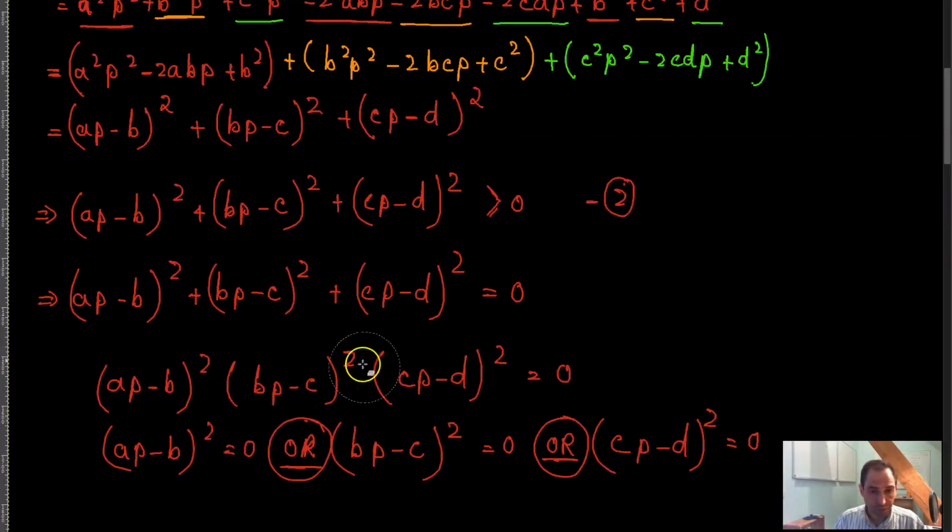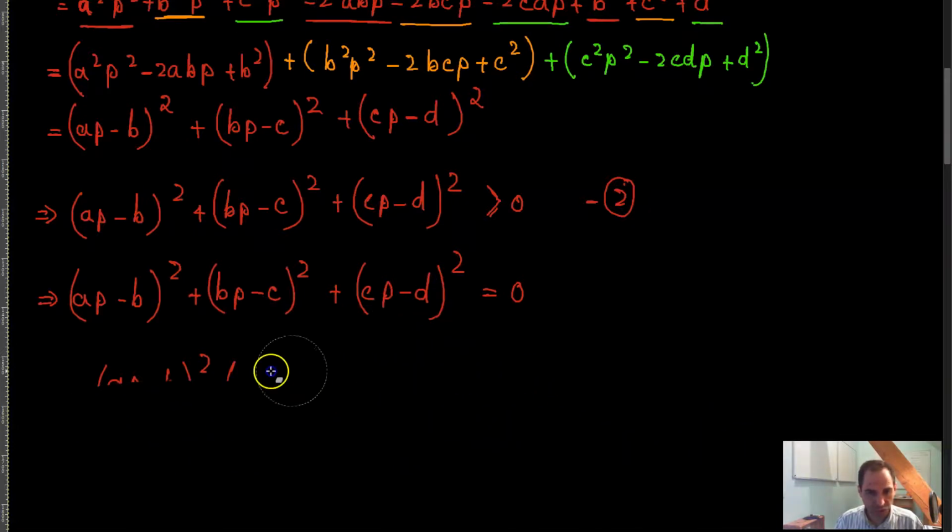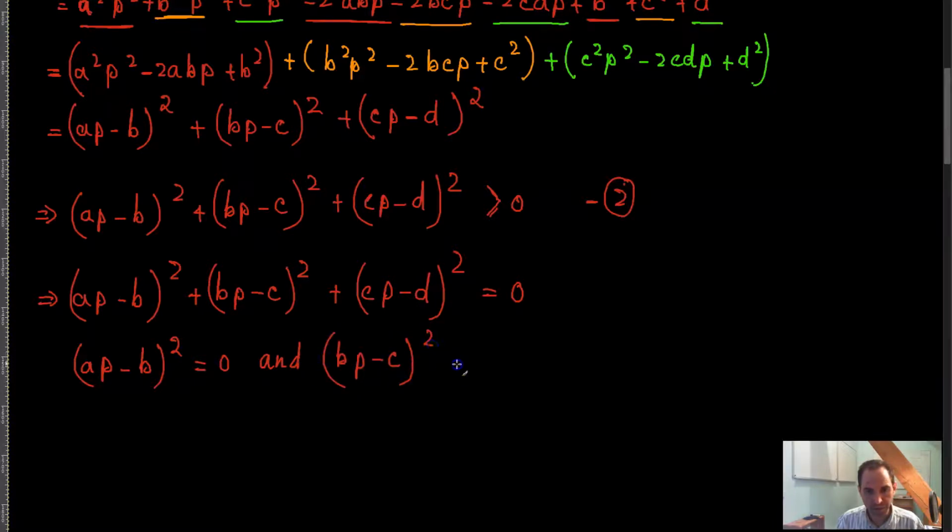But since this is addition, if any of them is not equal to 0, then the whole thing cannot be equal to 0, which means that I should say AP minus B raised to the second power is equal to 0, and BP minus C raised to the second power is equal to 0, and CP minus D raised to the second power is equal to 0. And please note that I have used the connective AND here, because this is addition.